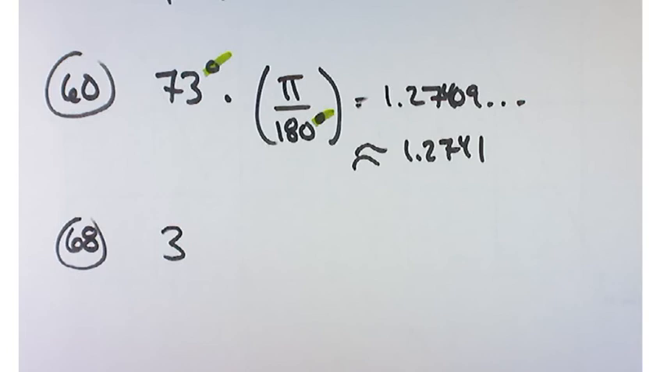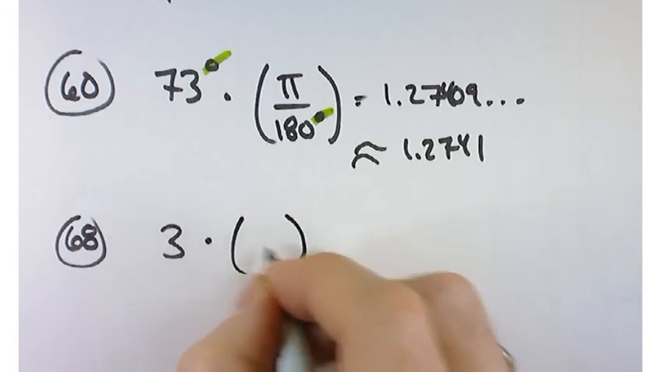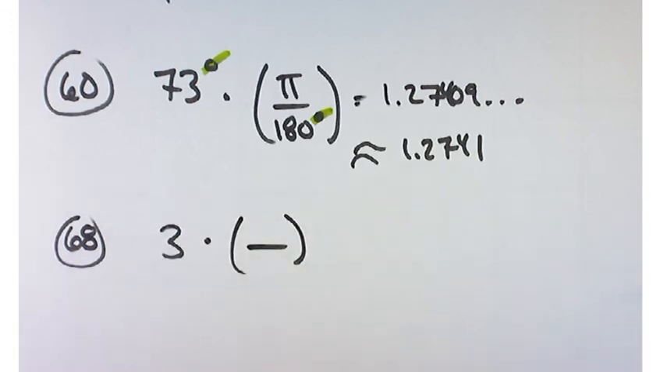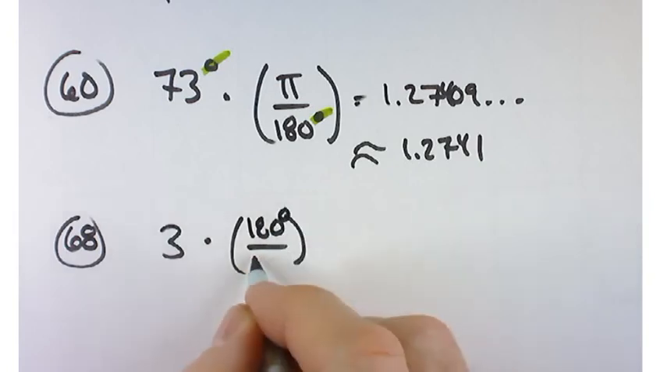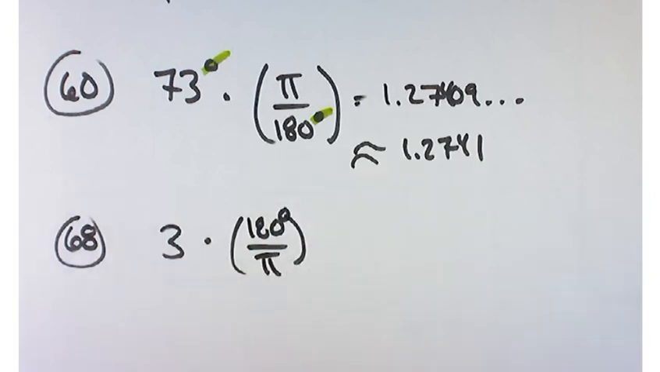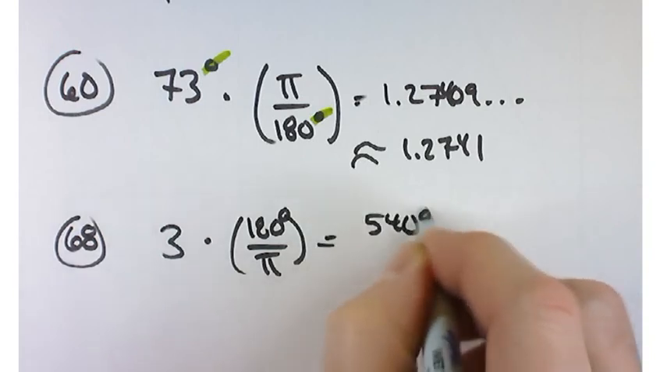So you've got two choices. What are you going to multiply by? What over what? 180 over pi or pi over 180? 180 over pi, because you want to get rid of units of radians and get units of degrees. Even though you don't see a pi there, it's there. 180 degrees over pi. And so this is going to be 540 degrees over pi.